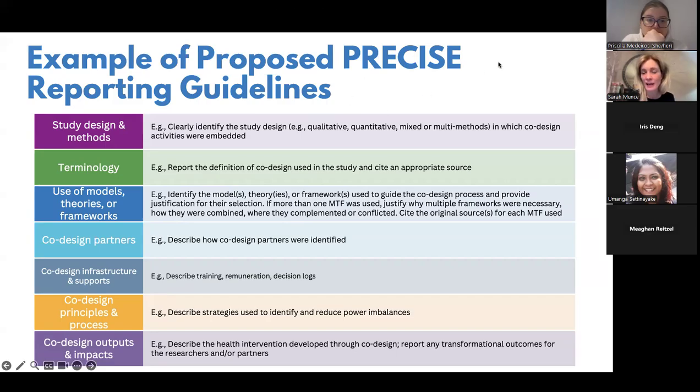And then finally, another key area relates to co-design outputs and impacts. So of course, reporting on the intervention itself that has been co-designed, but also potentially on impacts to the partners themselves, perhaps to the researchers themselves, maybe some other identified areas as part of the final guideline.